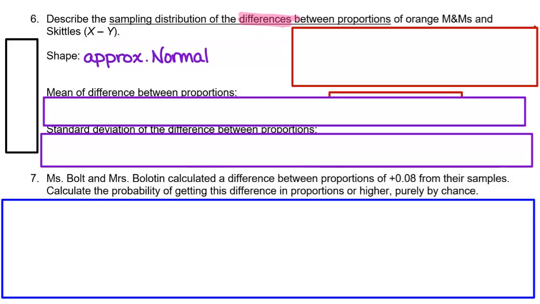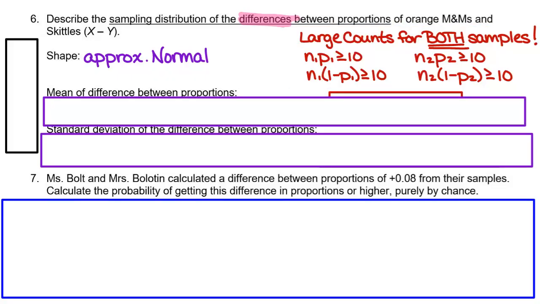Still approximately normal. When we want to check the shape for a difference of proportions, you have to check large counts for both samples.